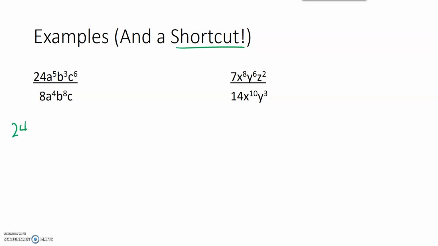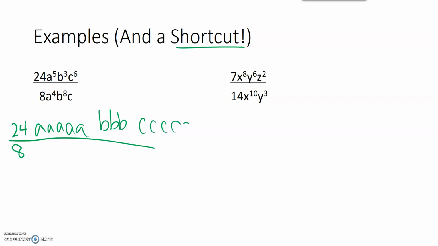So I've got 24 and 8 as my coefficients. So I'm going to write those first. Now in the numerator, I have a to the fifth, which is 5 a's, b cubed, which is 3 b's, and c to the sixth, which is 6 c's. In my denominator, I have 4 a's, 8 b's, 1, 2, 3, 4, 5, 6, 7, 8, and then 1 c.